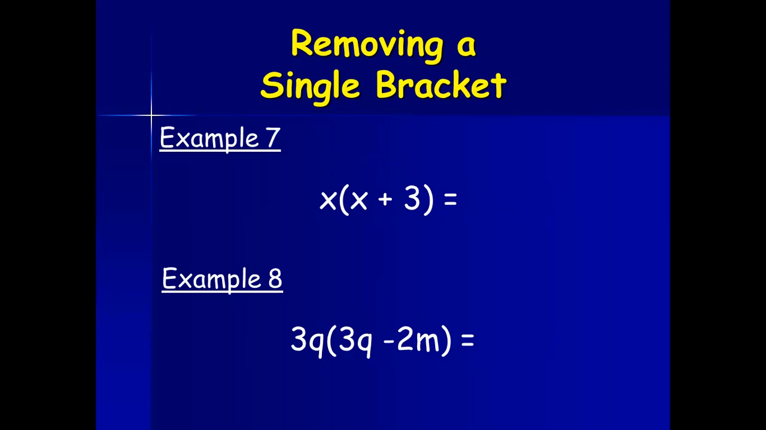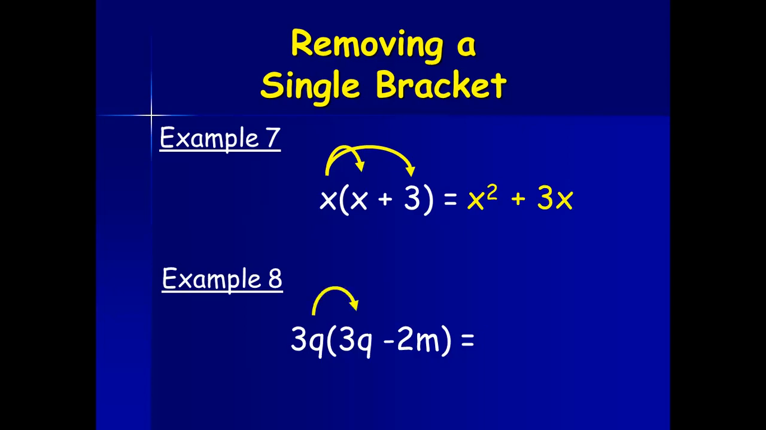Okay, x multiply x, that's x to the power 2, or x squared. x multiply 3, that's 3x. So x power 2 plus 3x. Example 8. 3q multiplied by 3q. How do I multiply this?